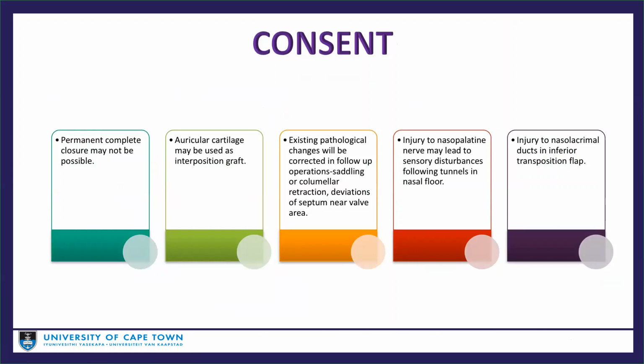Before going on to the grafts and flaps, I'd just like to point out in consent for a patient going for operation, one must explain to the patient that permanent complete closure may not be possible. We could use an auricular cartilage or a rib graft as interposition graft in the operation, and any existing pathological changes such as saddling or columellar retraction or deviation may be attempted. There could be injury to the nasopalatine nerve, which will lead to sensory disturbances in the nasal floor, and there could be injury to the nasolacrimal ducts, especially in inferior transposition flaps.